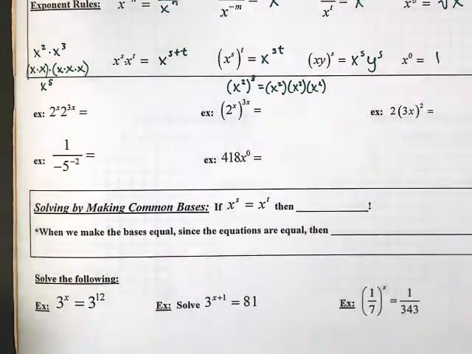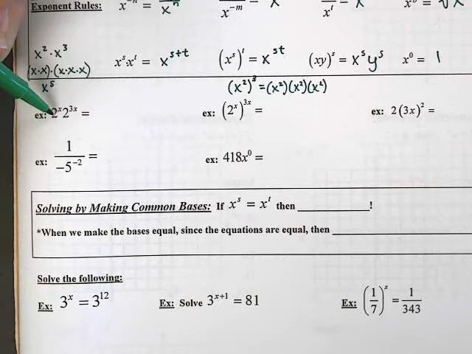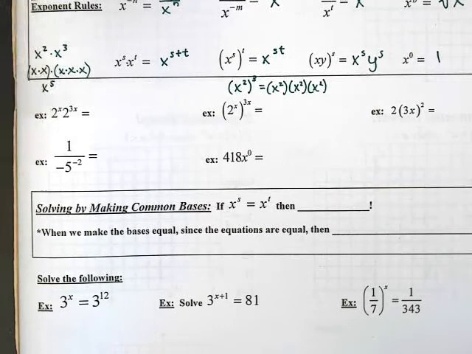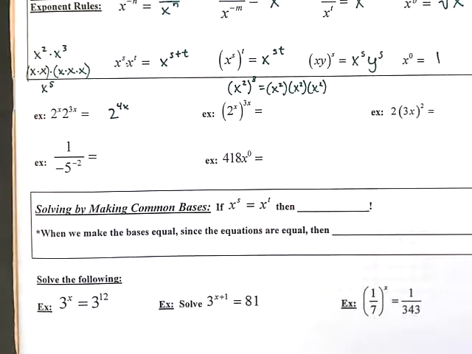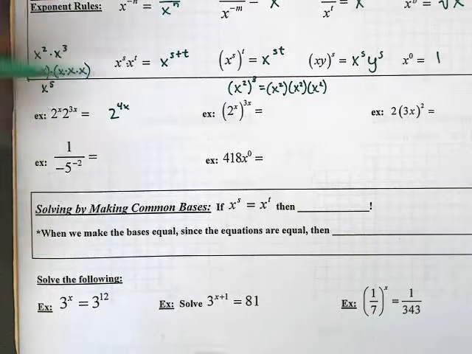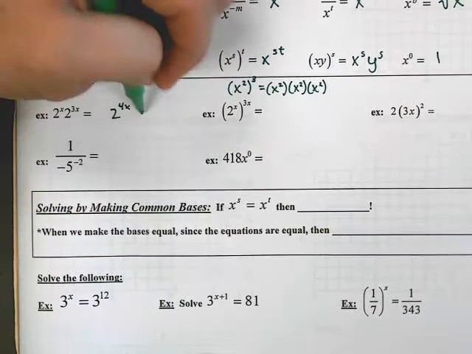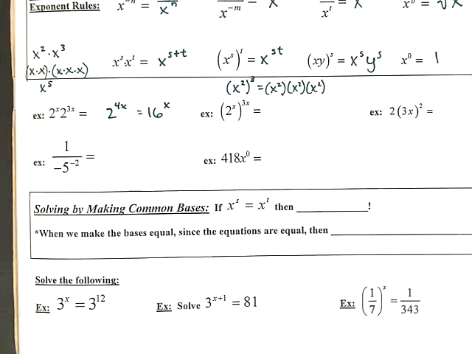I think you guys could probably do a lot of these already. We know that because we have product of powers, right? I have two of the same base being multiplied together. I'm going to add these exponents. X plus 3x is 4x. Now, I'm okay with this just for now because we're just talking about rules of exponents. If we wanted to go further, we could say that this is 16 to the x, right? Because 2 to the 4th is 16.